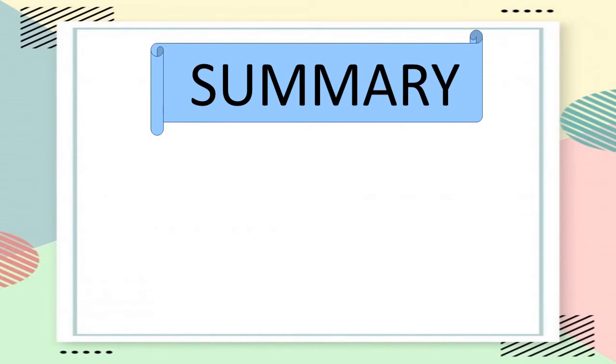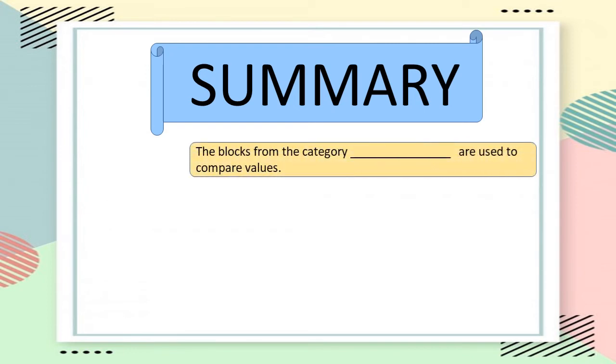That would be all for today, and to summarize our lesson, let's try to answer this activity by supplying the missing word. First, the blocks from the category blank are used to compare values. It says it is used to compare values. So the answer is category operators.